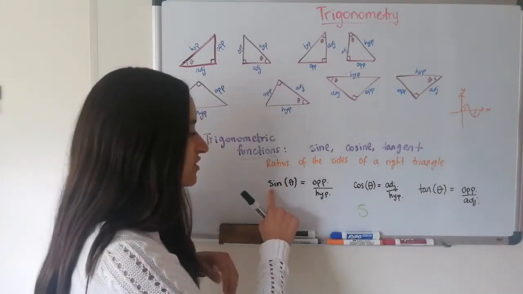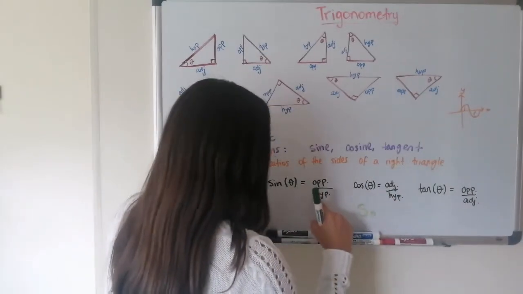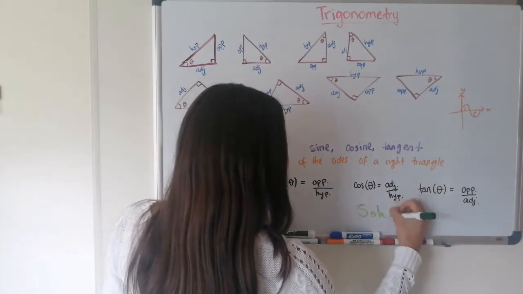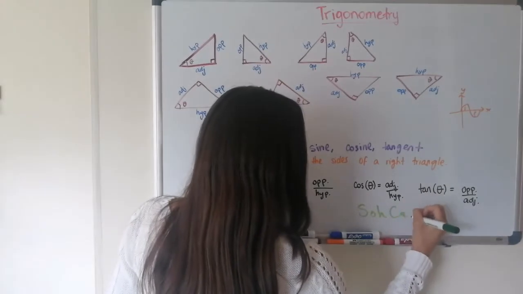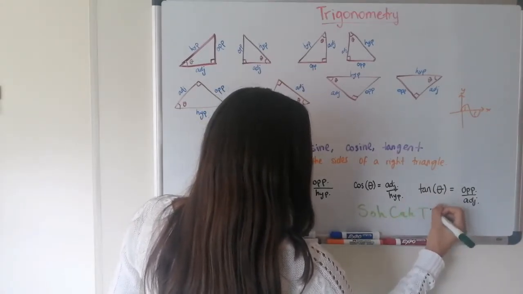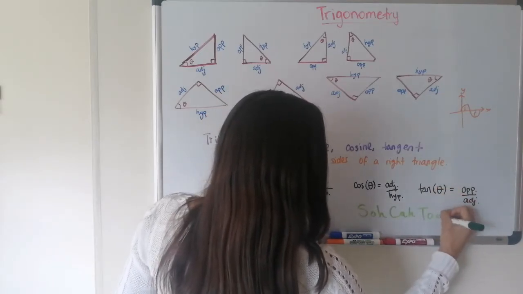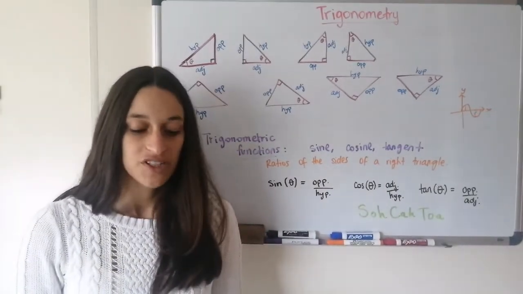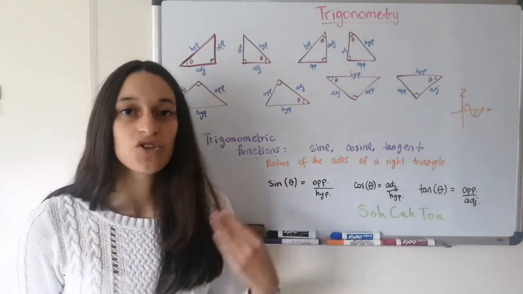S stands for sine, O stands for opposite, and H stands for hypotenuse. Then we have Cah, the C stands for cosine, A for adjacent, and H for hypotenuse. And Toa, the T stands for tan, the O stands for opposite, and the A for adjacent. So if you remember the word Sohcahtoa, and for example I ask you, which ratio of sides is cosine?